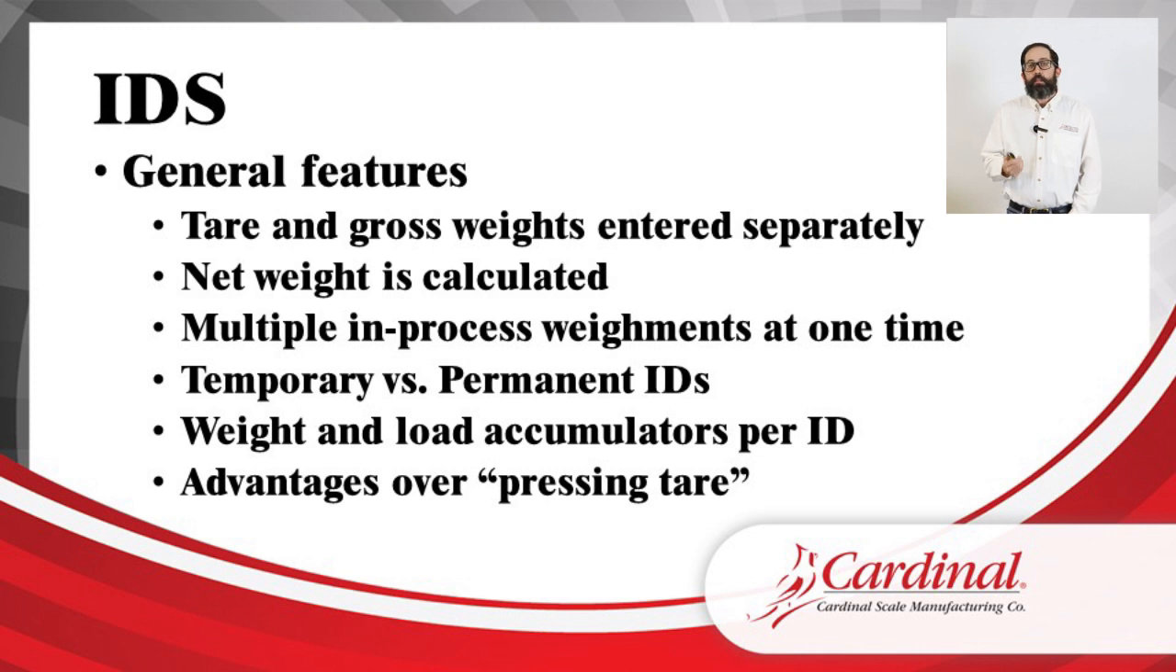We also have the ability to store permanent IDs, and we have that capability in all three of the indicators we'll talk about today. But with the permanent ID, that ID for the truck, the laundry cart, the rail car, whatever the container is, can have an accumulator associated with it and a number of loads associated with it. And so that number can be used over and over and over again and have additional information associated with it.